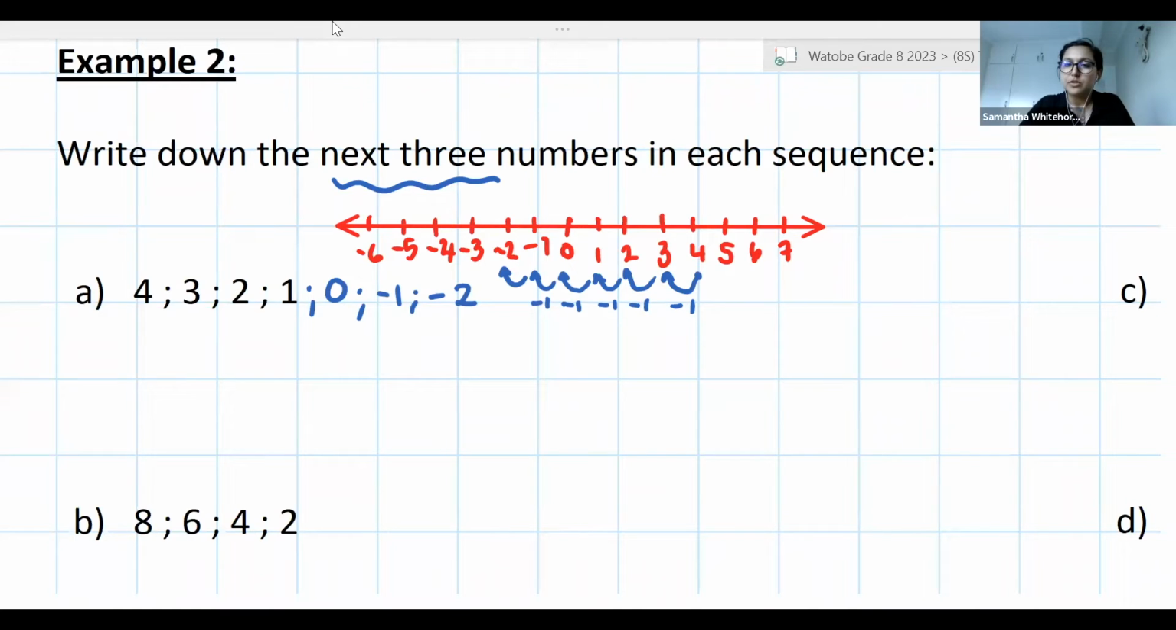Alrighty. So I want you guys to try question B for me. See if you can find the pattern. See if you can figure out what the next 3 numbers would be in this sequence. Remember your signs.